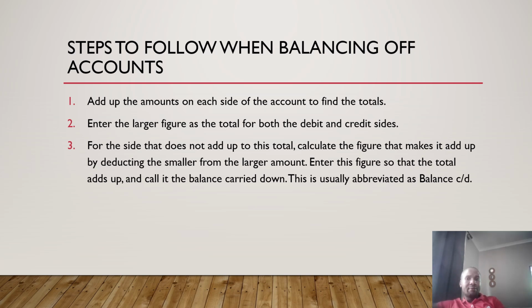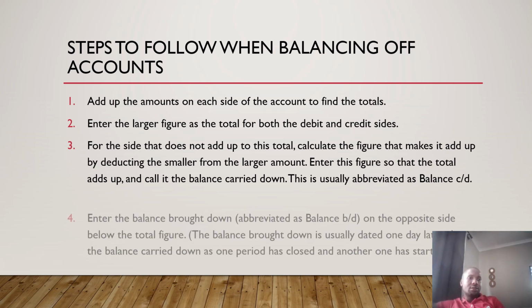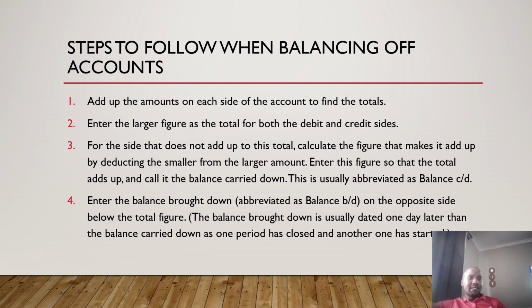So it is usually abbreviated as balance carried down, C/D. And then our next step will be to enter the balance brought down, which is usually abbreviated B/D, on the opposite side below the total figure. So the balance brought down is usually dated 1 day later, as one period has closed and another one has started.